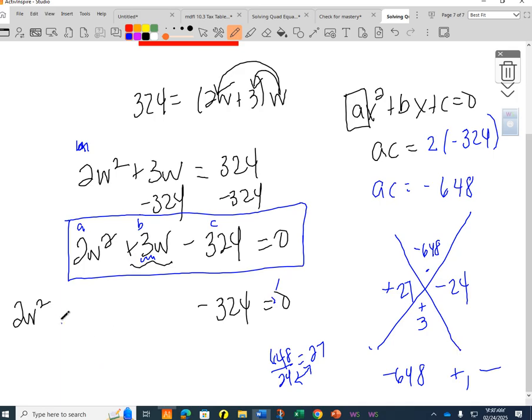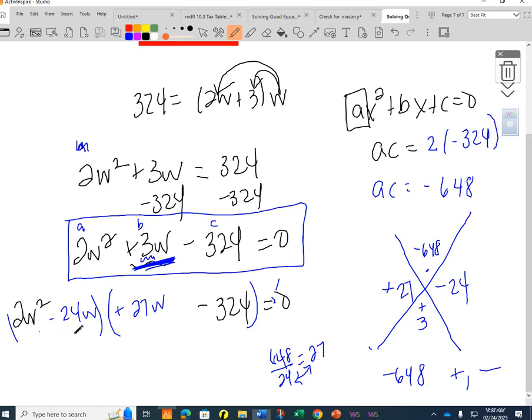All right, so now we're going to add. I don't want to add 27, I want to subtract the 24. It doesn't really matter, but that's what I want to do. Plus 27W. If I add those together, I should get this middle term, and I do. So now I'm going to group. I'm going to follow my steps for factoring by grouping.